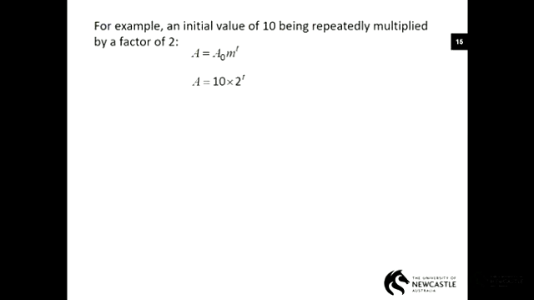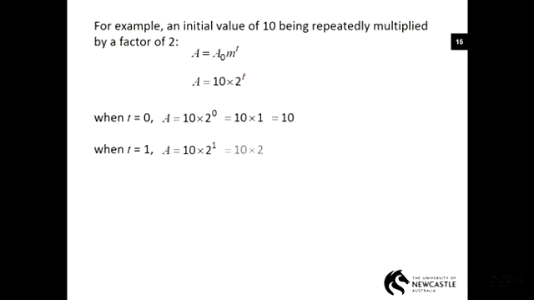So if I was talking about an initial value of 10, whatever it is, just the number 10, being repeatedly multiplied by 2, that's how I'd set it up. Initial value goes in the front, multiplying factor goes there. A equals 10 by 2 to the t is just a 10 that keeps getting times by 2. When t equals 0, we know that 2 to the 0 is 1, so A is 10. Well, that's why it's its initial value. When t equals 1, it's 10 by 2 to the 1, which is just 10 by 2, which is 20.